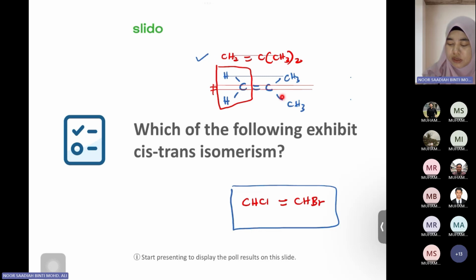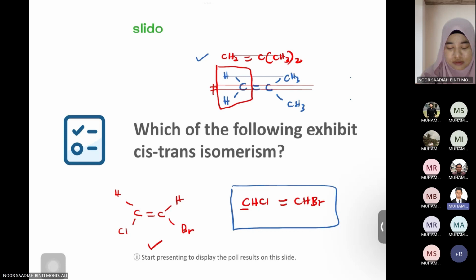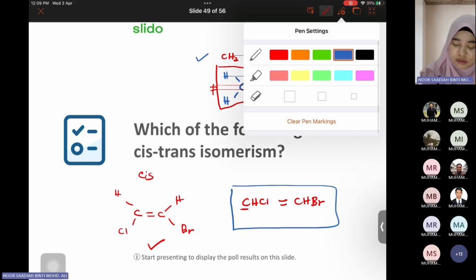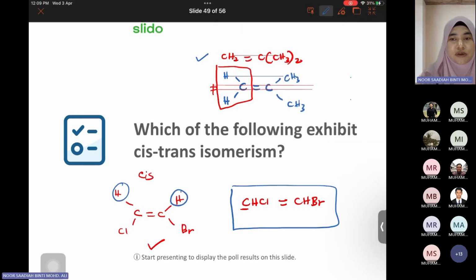How about this one? Let's expand it. So we have carbon double bond carbon. The first carbon here got 1 hydrogen and 1 Cl, whereas the next carbon got 1 hydrogen and 1 Br. So does it fulfill the cis-trans isomerism? Yes. So what is the isomer that I draw here? Cis, because hydrogen is located on the same side.